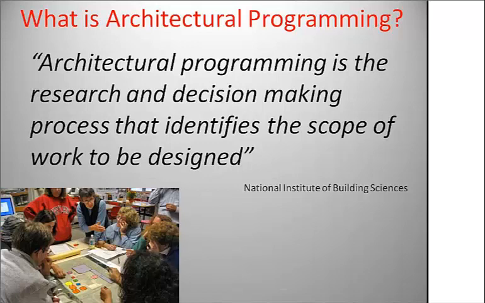So what is architectural programming? Architectural programming is the research and decision-making process that we use as architects to figure out what it is we need to design. To understand what needs to be designed, architects need to understand what goes on in a space and what sort of human transactions take place. That's why it's important to understand the users, in this case, students and teachers, and what they need in order to be successful. So let's go forward and examine that now.